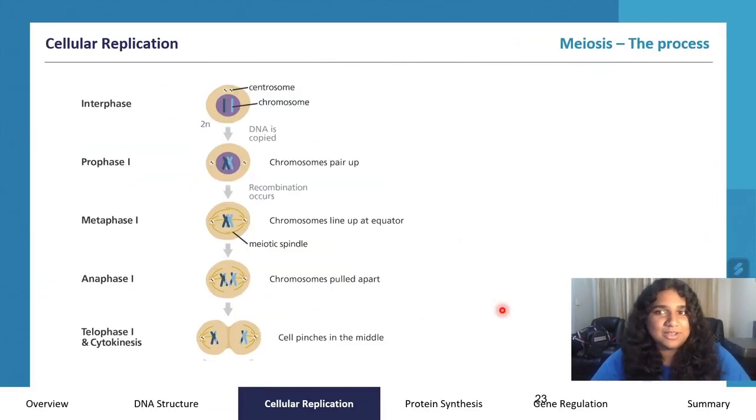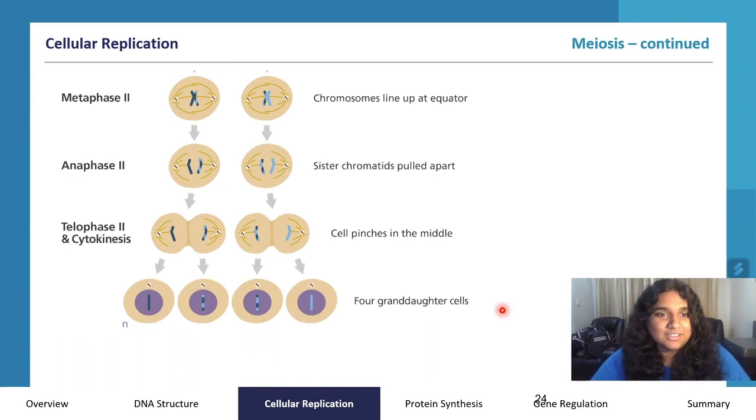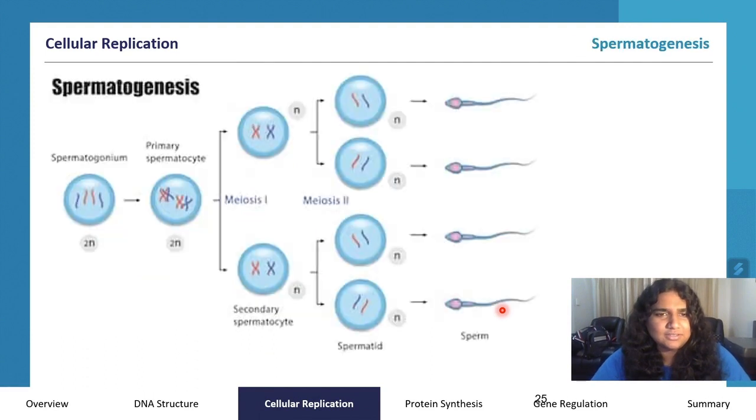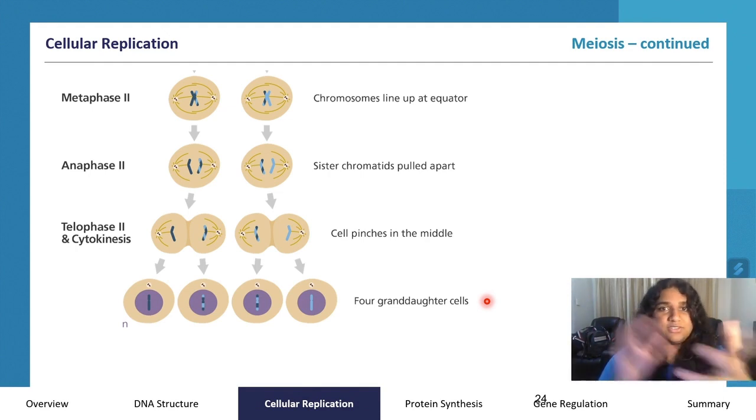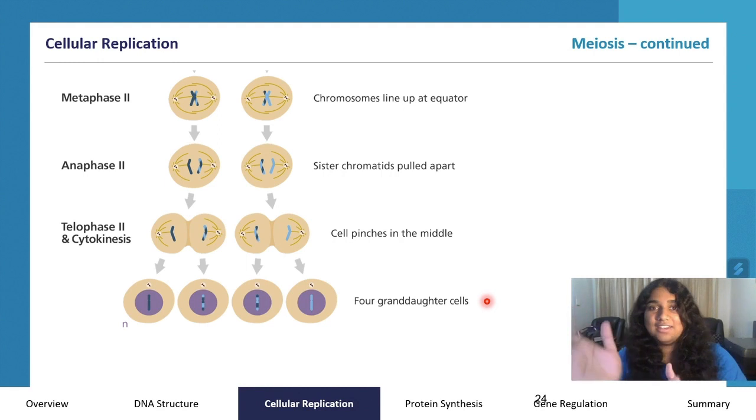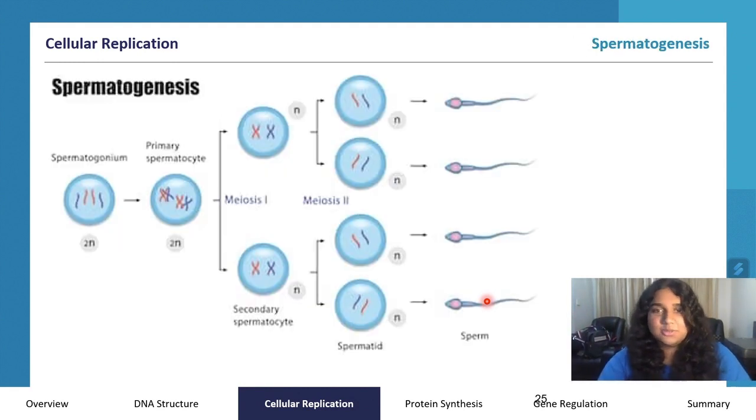So we've already talked a little bit about crossing over, and finally, metaphase 2. At the end of meiosis, we end up with four granddaughter cells. However, there are two types of meiosis that can occur, because at the end of the day, meiosis is making sex cells, right? So either our sperm cells or our egg cells. So there are slight variations in the production of sperm cells through spermatogenesis and egg cells through oogenesis, which is what we're going to be talking about now.